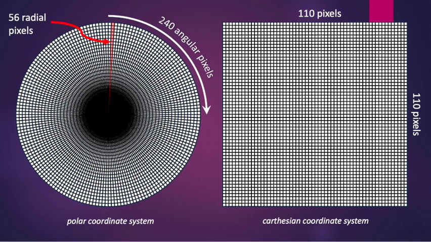On the other hand, the images to be displayed are generated in a simple Cartesian coordinate system as shown on the right-hand side of the slide. The resolution used is 110 times 110 pixels, which corresponds to a total of 12,100 pixels. The image data in the Cartesian coordinate system must be converted into the polar coordinate system in order to display the image undistorted and upright on the display.